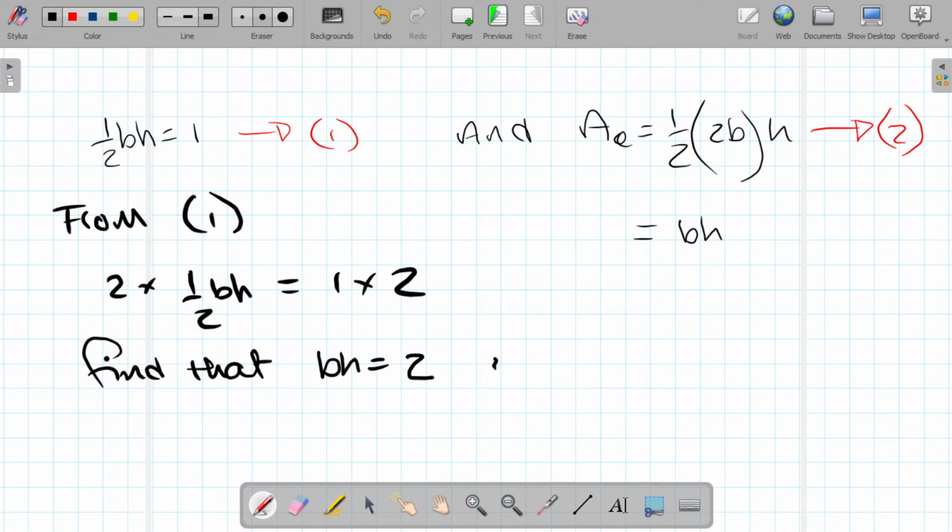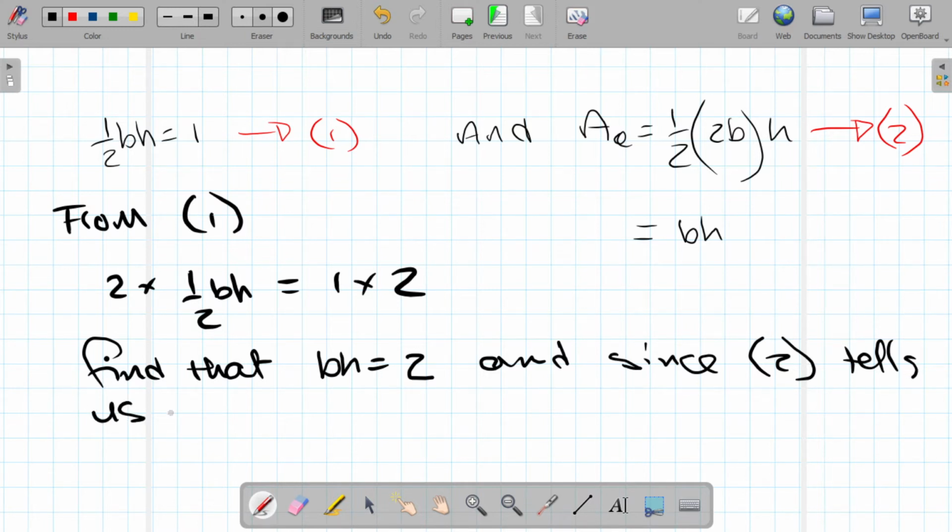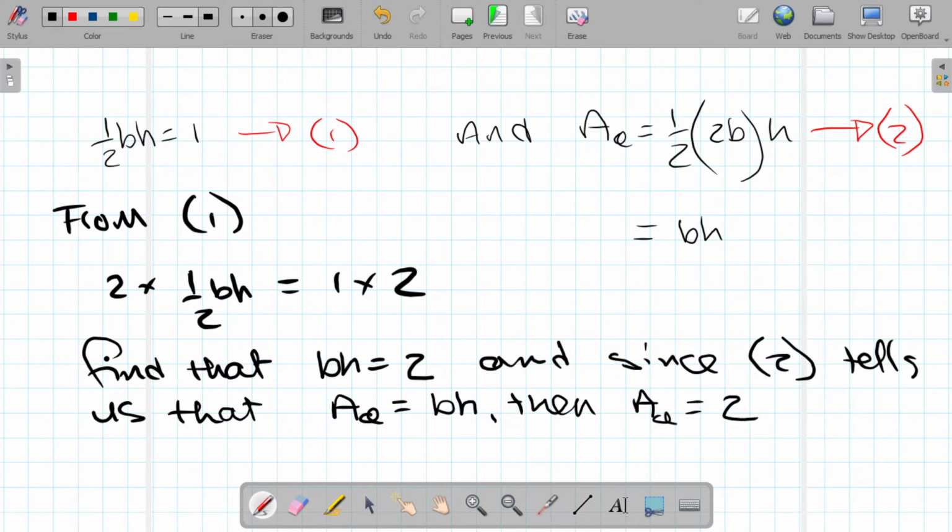And I'll write this down, and since equation 2 tells us that the area of Q is equal to B times H, then the area of Q has to be equal to 2. So now we've got our second area.